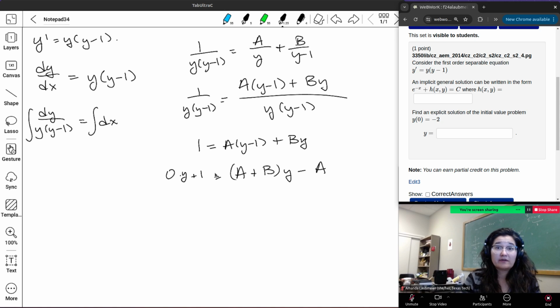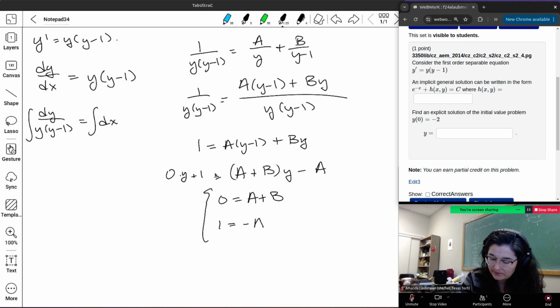So that's why I'm going to solve it this way. It's going to give me the system of equations that a plus b has to be equal to 0, and minus a is equal to everything else. So in that case, I know that a has to be minus 1, and if a plus b is 0, that makes b 1.